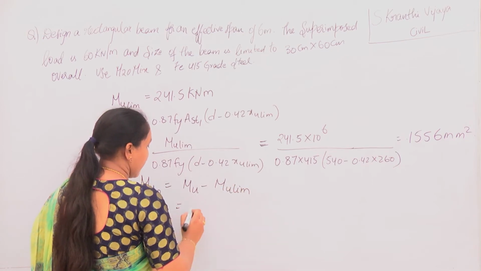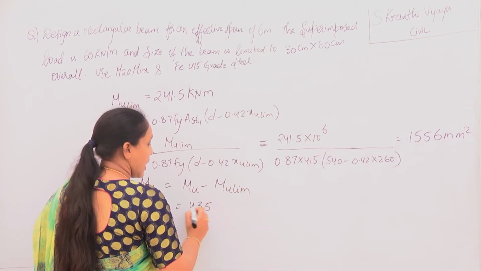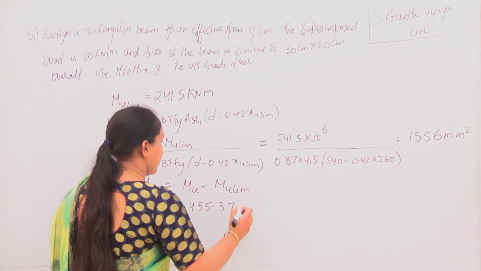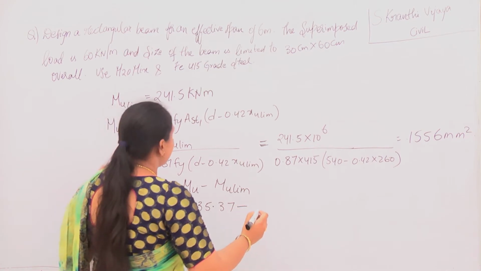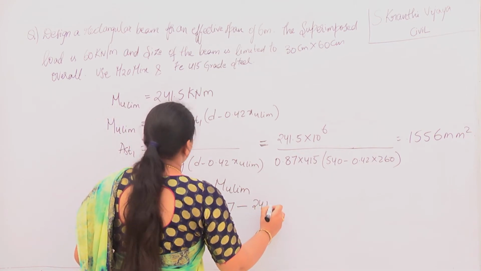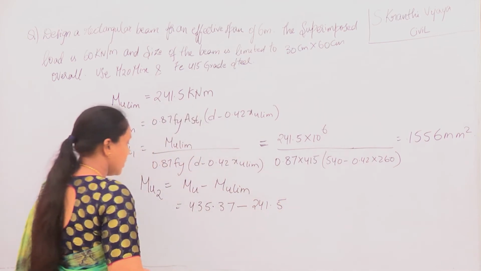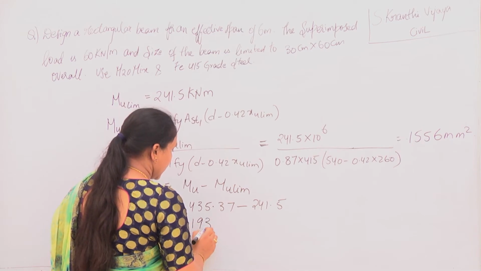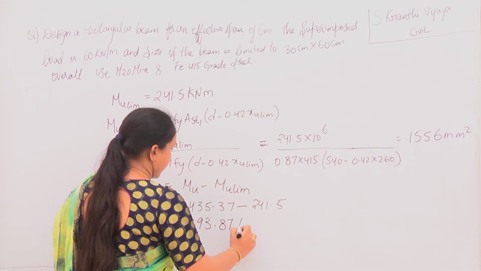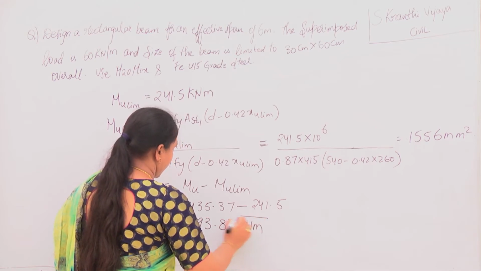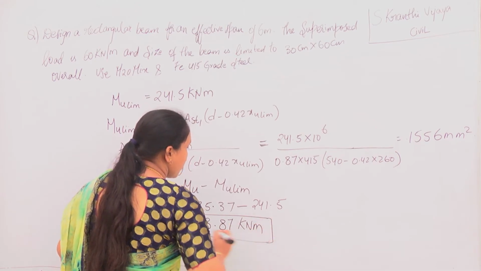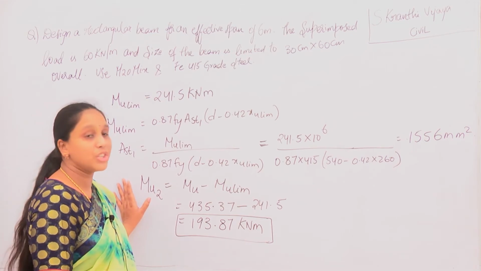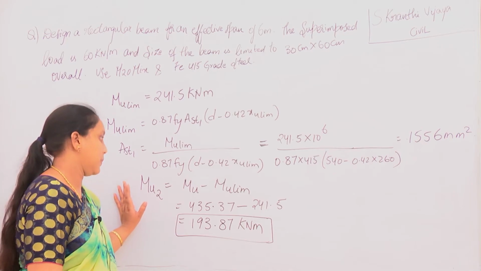So how much is Mu? We have calculated it previously. It is 435.37 kilonewton meter minus Mu limit. What is the Mu limit value? It is 241.5 kilonewton meter. So if you calculate this, you get a value of Mu2 as 193.87 kilonewton meter. So this is the additional moment which has to be resisted by the compression and the tensile steel.